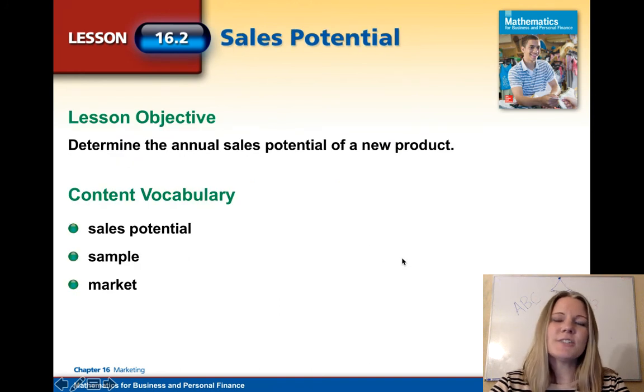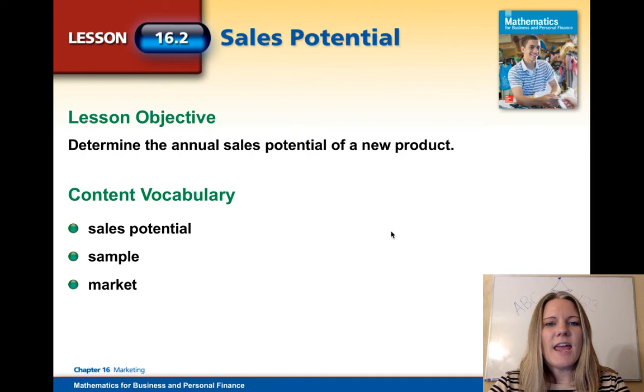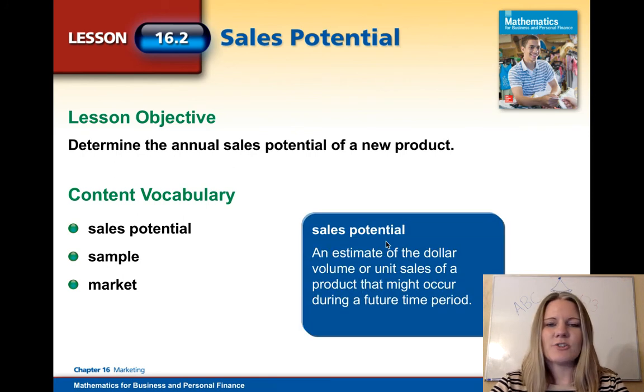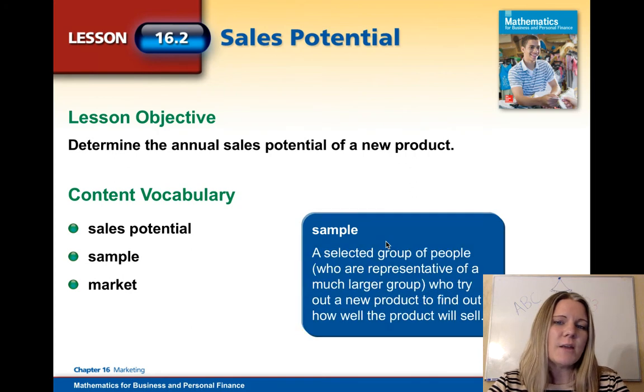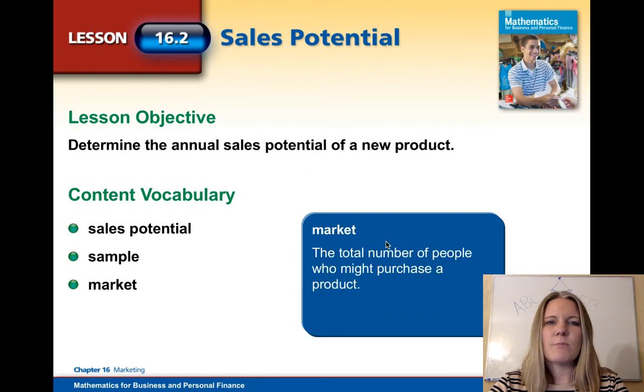In section 16.2, you'll calculate sales potential. And when you're coming out with a new product, it's important to see what kind of potential you have for selling that product. Our time period is usually about a year in these problems. Your sample is a group of people who you're working with, and the market is the total number of people who might purchase the product. Now, for something like Coca-Cola, that might be the entire world, but for something like my tutoring company, that might just be the city of Woodland and maybe some people from Davis for my markets. So sometimes markets are really big and sometimes they're small.